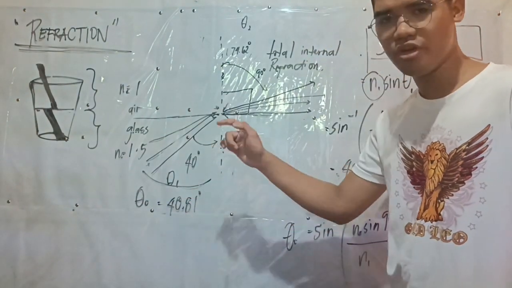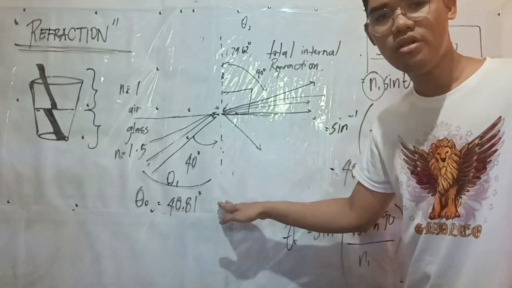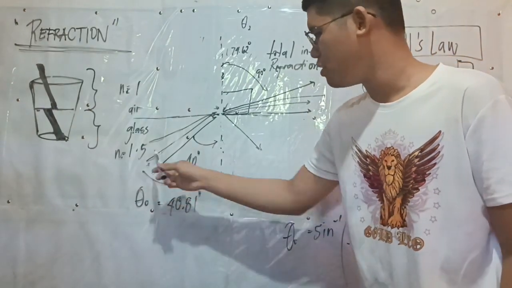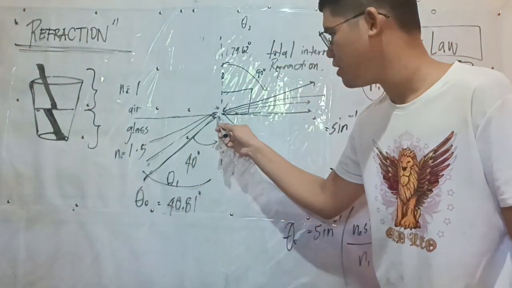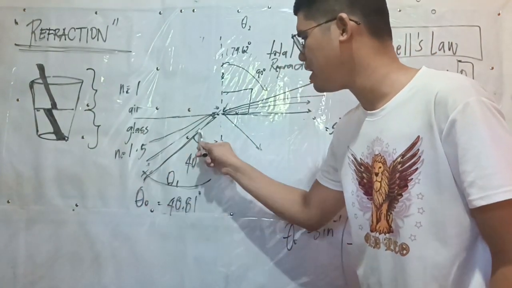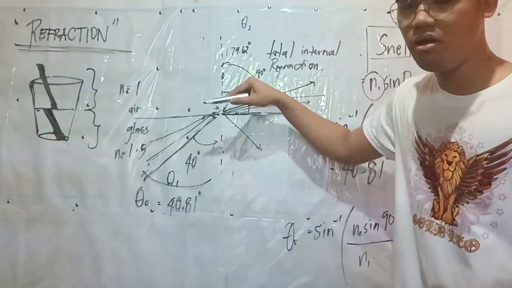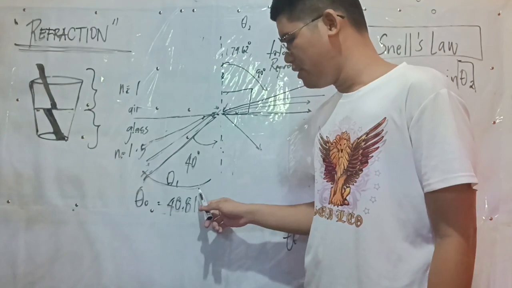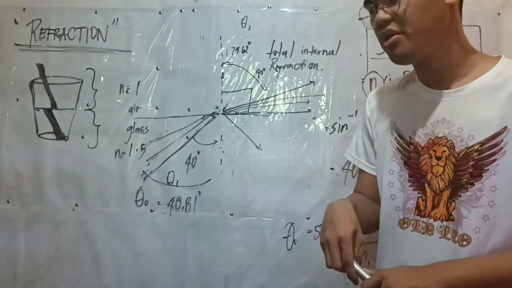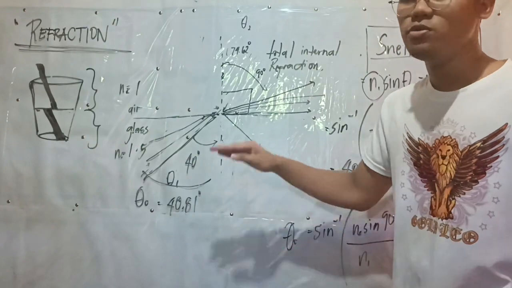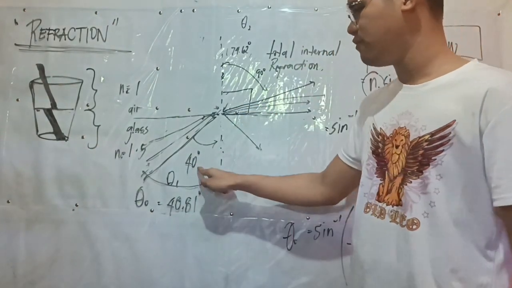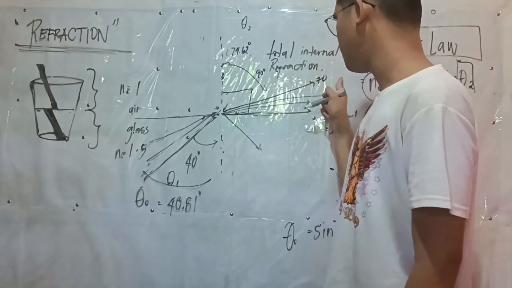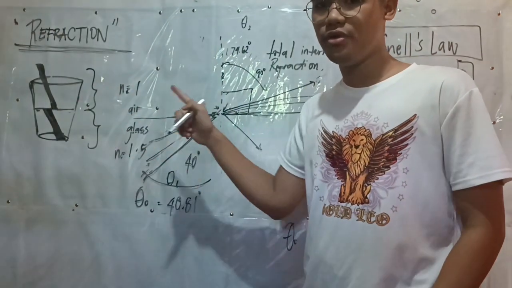all rays will be reflected. They will no longer refract. For example, if this is our critical angle, all angles here will reflect. Now, if the angle is 30, 20, 10, which is less than our critical angle, then the rays will be refracted. In this case, this is 40 degrees, so it was refracted at 74.62 degrees from our normal line.